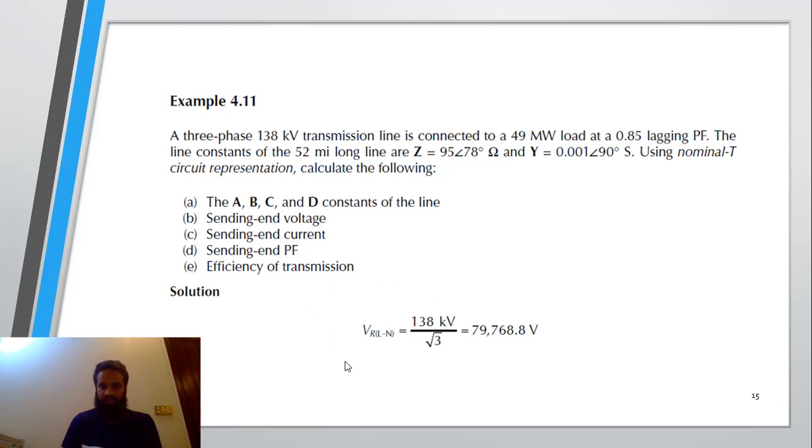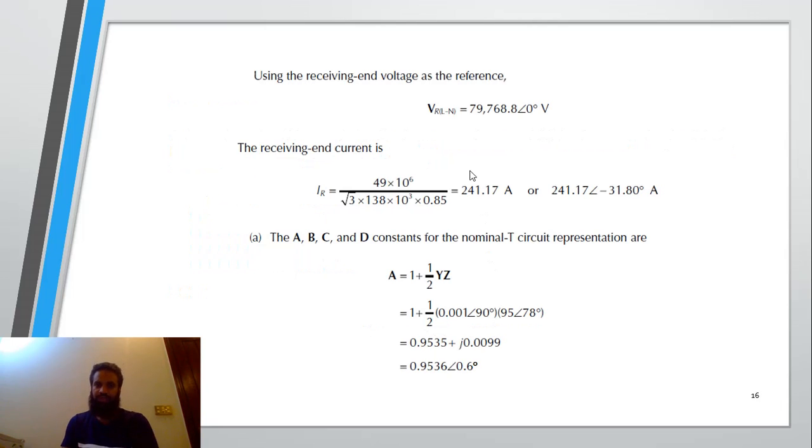Now initially we have the voltage, and the voltage is 138 kV. Now we need to calculate VR, so for the VR we divide the voltage by root 3. Now we have the VR, line to neutral. The voltage which is given is line to line or phase to phase voltage, so we will calculate the line to neutral voltage. For this one, as there is no angle, we can consider it as a 0-degree angle.